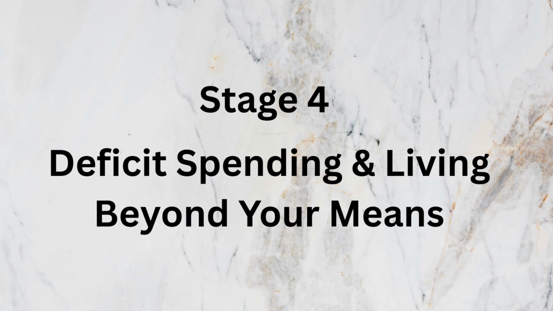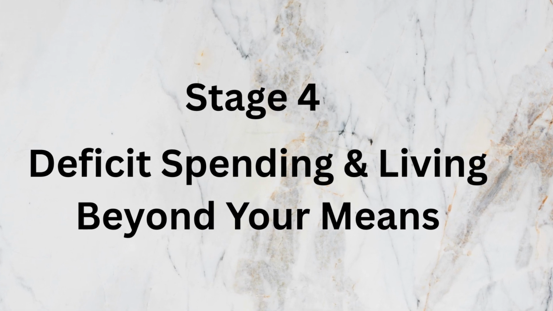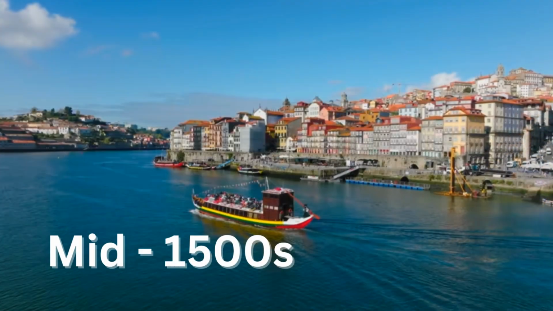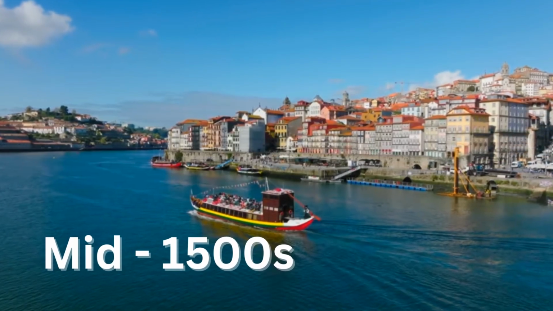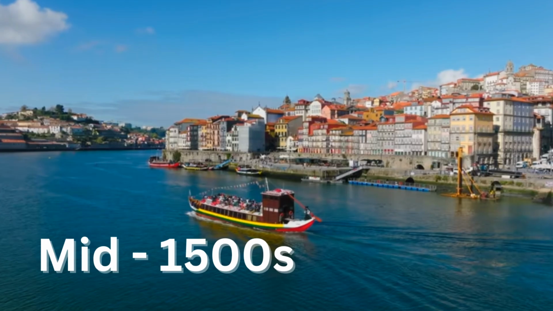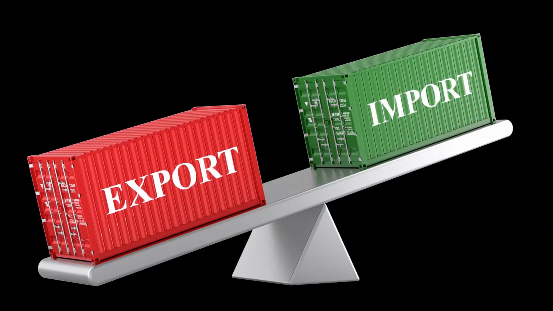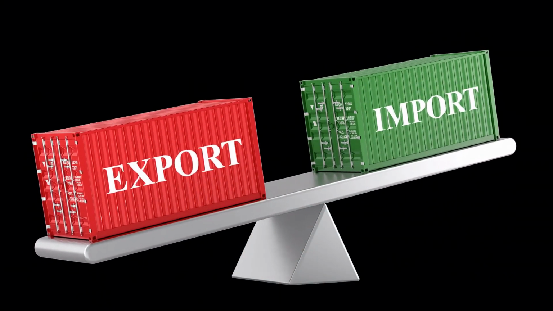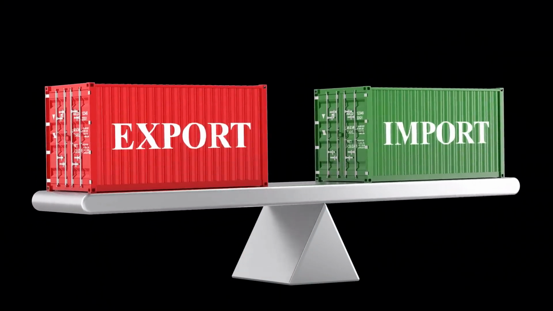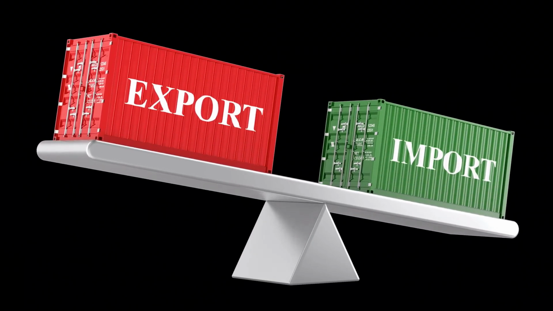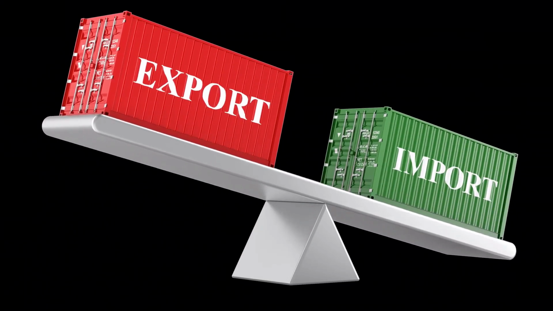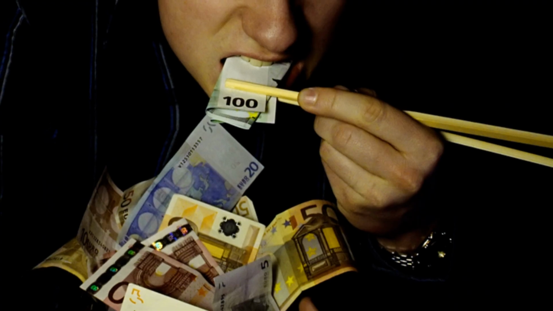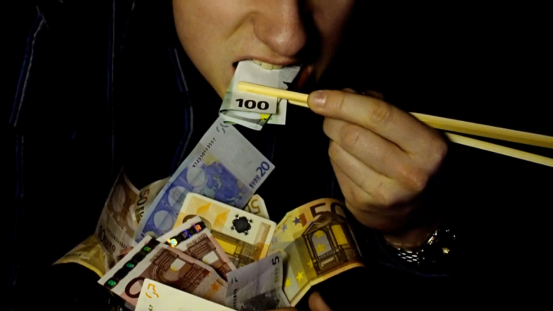Stage 4. Deficit spending and living beyond your means. Portugal saw this in the mid-1500s. The trade surplus disappeared. Instead of exporting goods, Portugal was importing everything. Grain from Sicily, textiles from Flanders, manufactured goods from across Europe. But they weren't producing wealth anymore. They were consuming accumulated wealth.